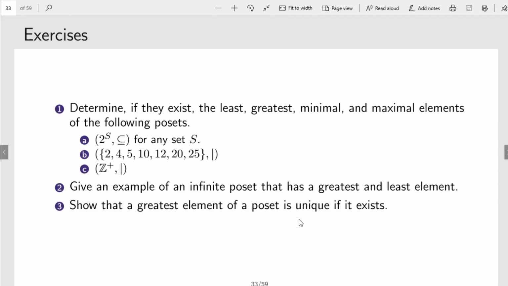Hello everyone, welcome back to Discrete Mathematics and its applications, and we are still in the topic of partial ordering, specifically on least, greatest, minimal, and maximal elements. We've seen definition and some examples of the notion of least, greatest, minimal, and maximal elements. Now I ask you to solve these exercises. If you're done, then we shall discuss the solutions, but otherwise pause the video and try solving this first.